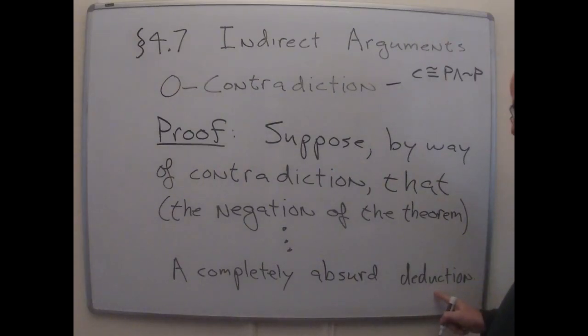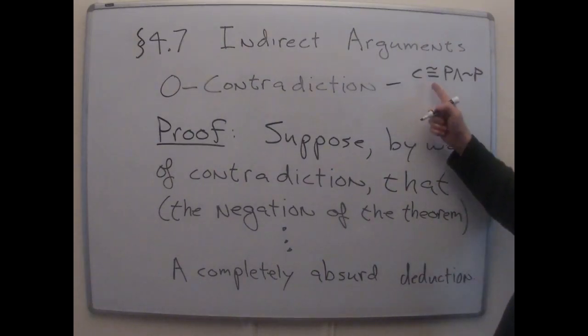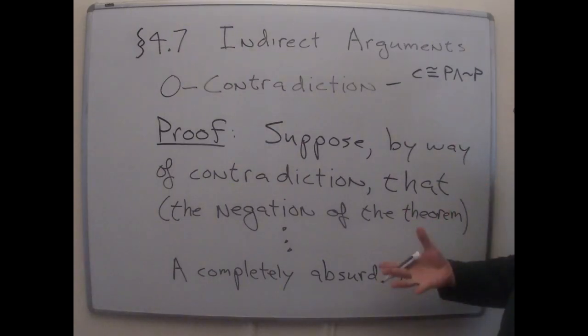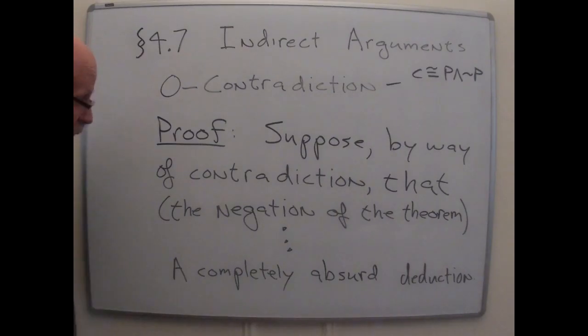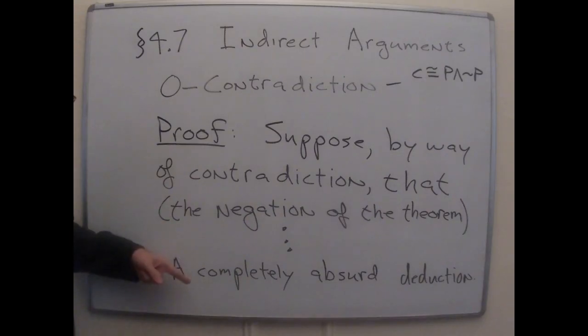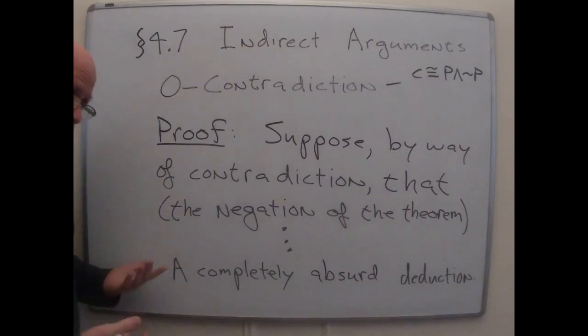When you get to something that's a completely absurd, in other words, a contradiction, something that's literally, definitely false, you're done. Because what have you done? Well, you've shown that the negation of your theorem is logically equivalent to something that's false. If the negation is false, what does that say about the original? Must be true.